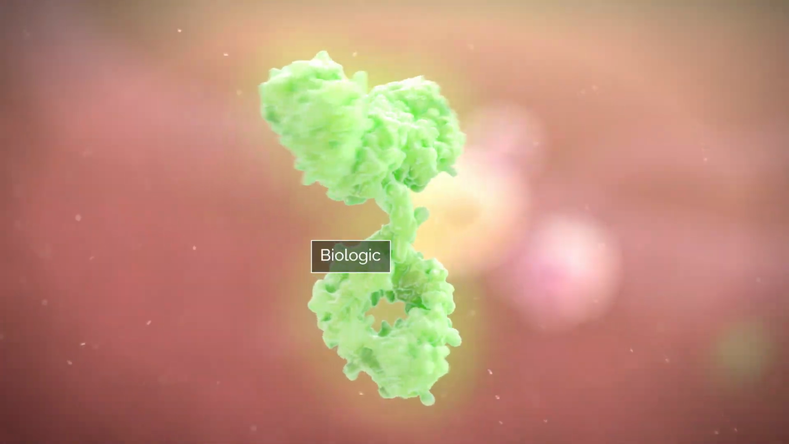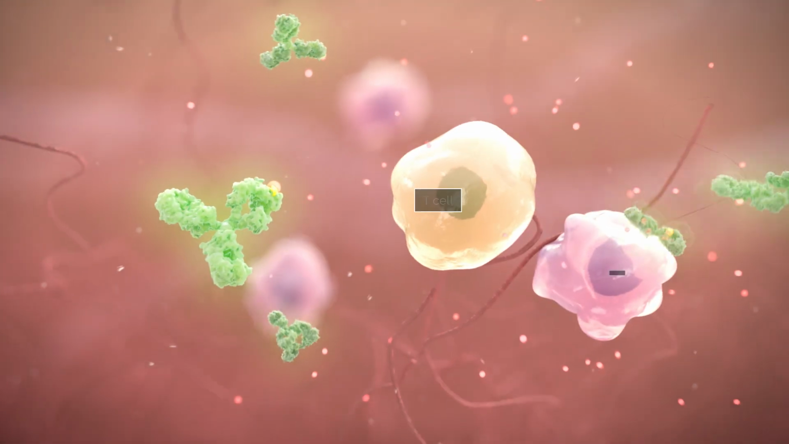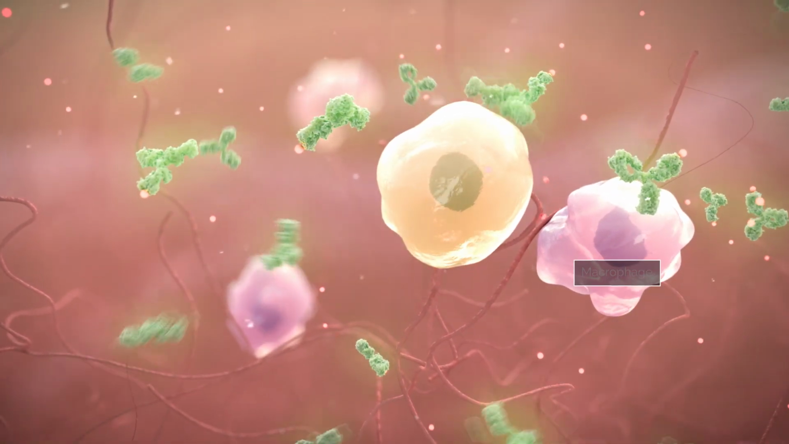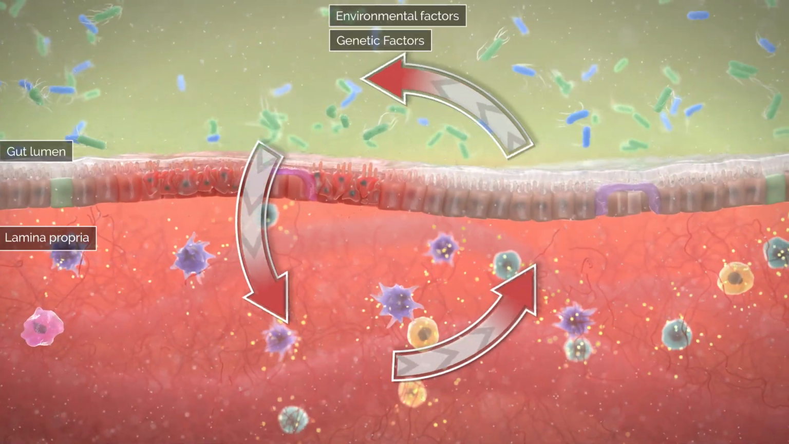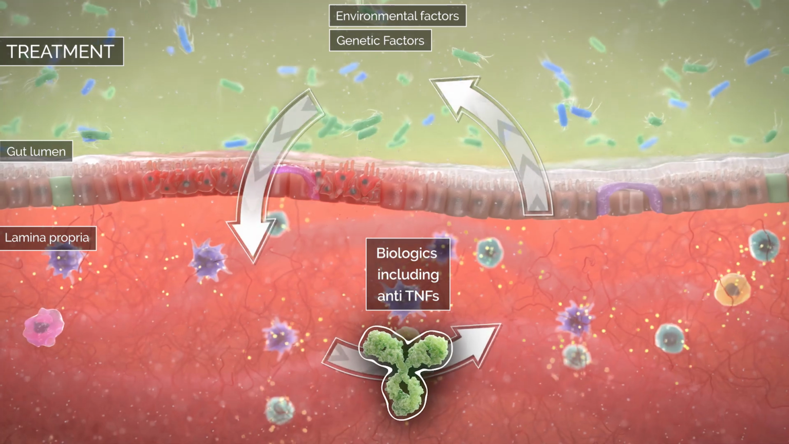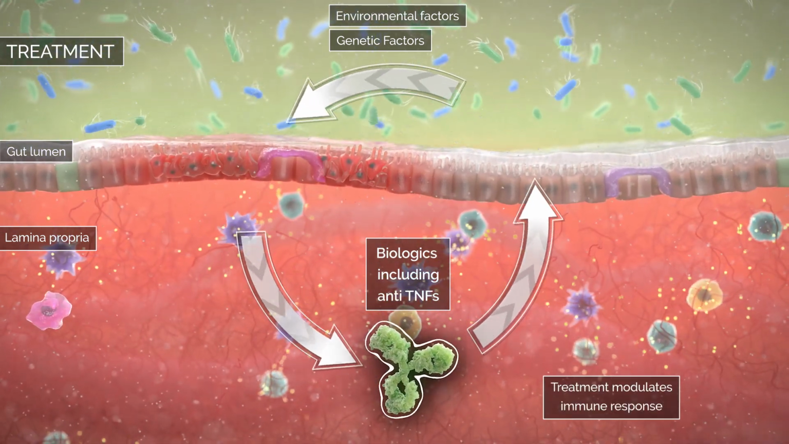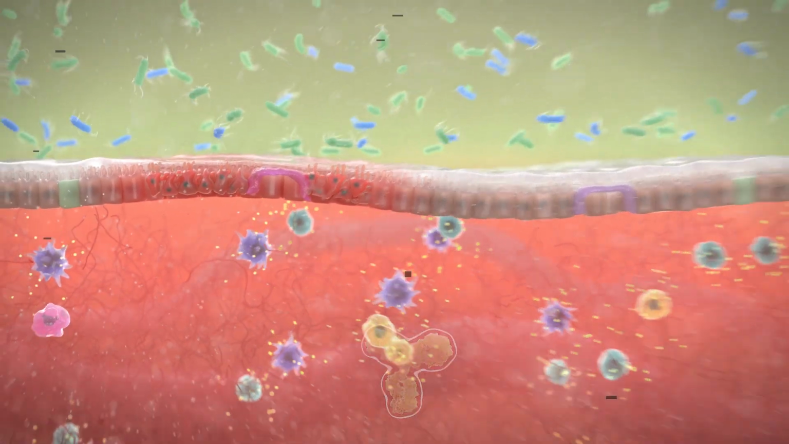Biologic therapies include tumor necrosis factor inhibitors, which bind to TNF and specifically block the action of a key pro-inflammatory cytokine involved in the initiation and progression of Crohn's disease. This leads to a reduction in mucosal inflammation and could help to halt tissue damage and limit the development of stricturing and penetrating features seen in advanced Crohn's disease.